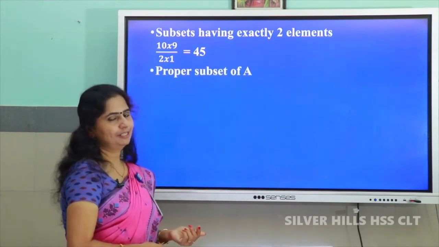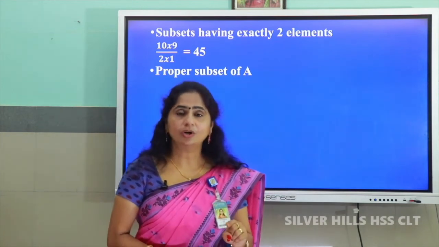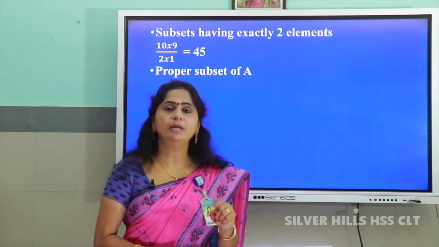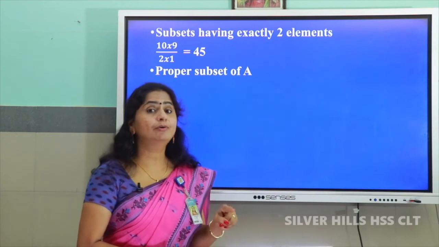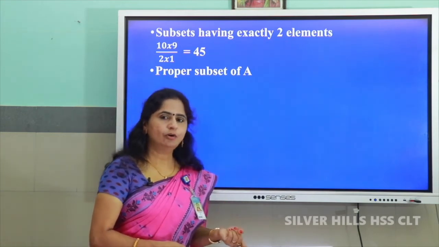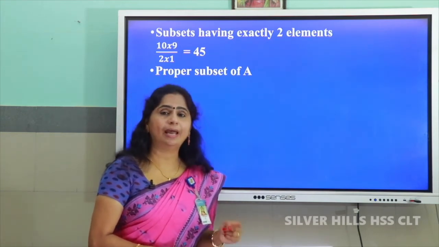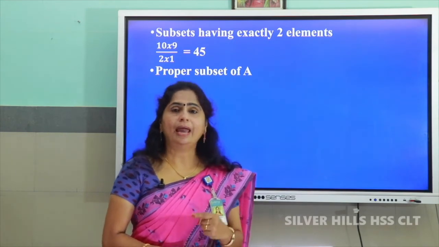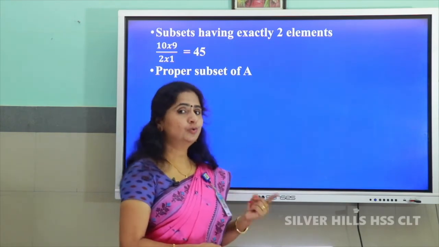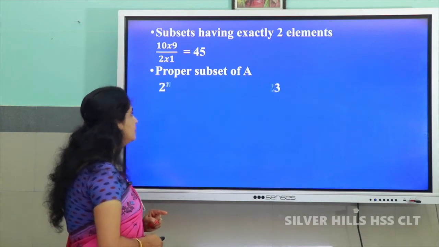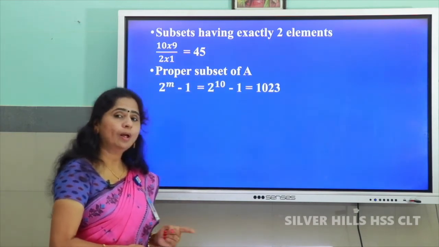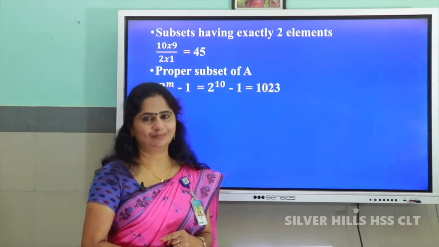Next, the proper subsets of A. If A has got 10 elements, how many proper subsets does A have? Find the number of proper subsets. So what is the formula? It is 2 raised to m minus 1. So m is 10, which gives 2 raised to 10 minus 1. So what do we get as the answer? 1023.